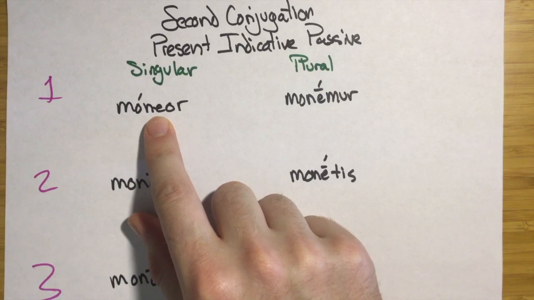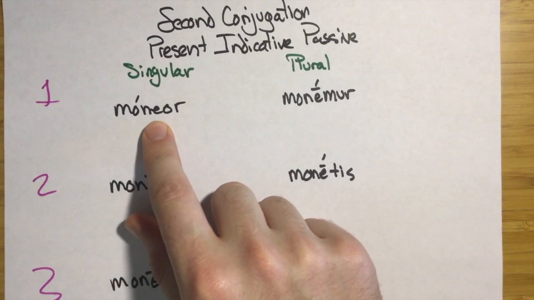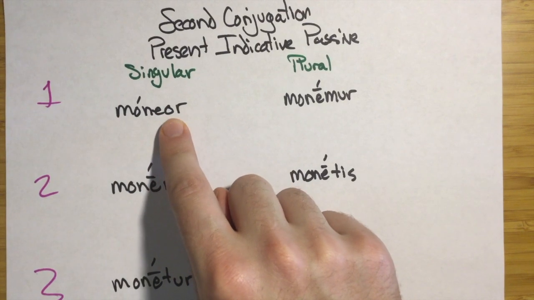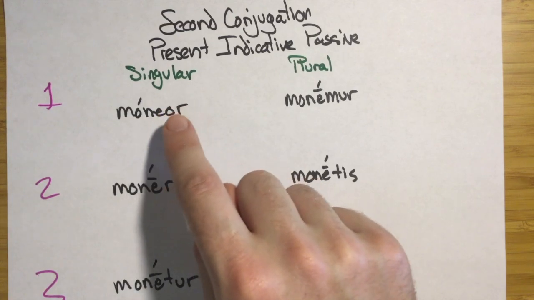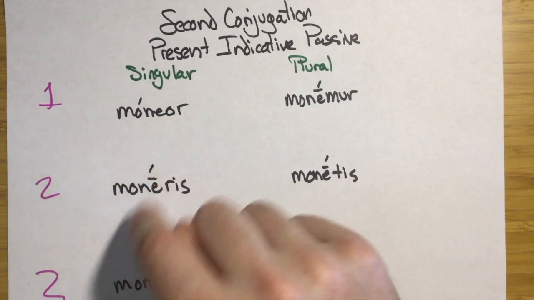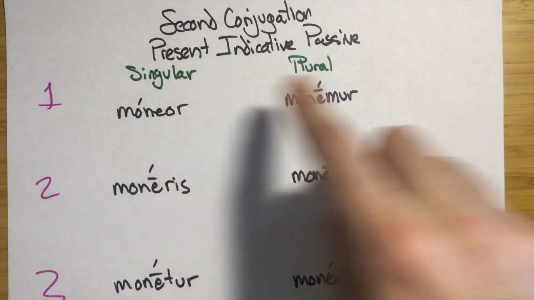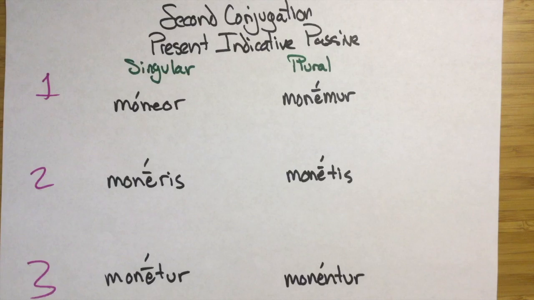Also, I probably should have mentioned this in the active, but you see here we have móneor, this e here goes before the o, so it's an e-o ending instead of just an o ending. That's different. In the first conjugation, we didn't have an a-o ending. So that would be one difference where the e's aren't just interchangeable. But we also have these r's like we did with the first conjugation that stick around, and you see them in, I guess, 5 out of the 6 forms. So that's pretty characteristic of the passive.